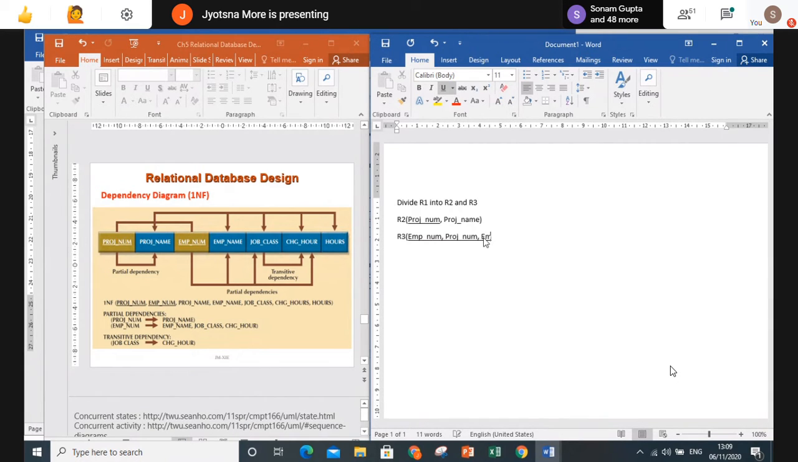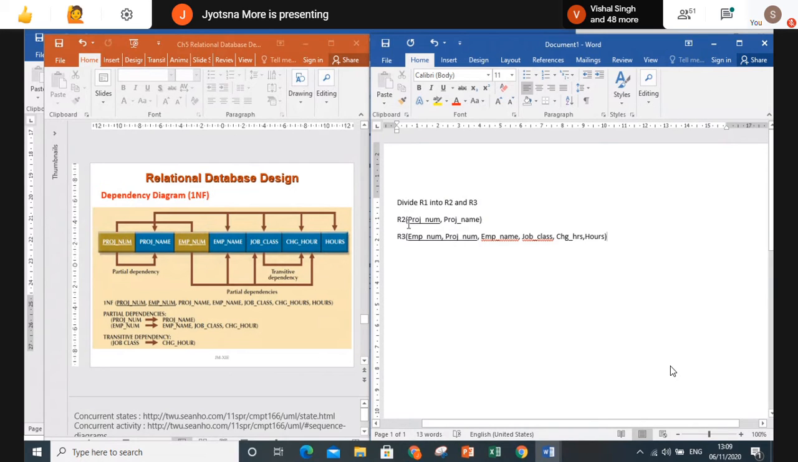Then I will have a comma. Next, what else is there? Employee name, then job class, and then what else is left? Hours. As per this example, it is hours. So this is the way I have completed it now. I have finished breaking R1 into R2 and R3.